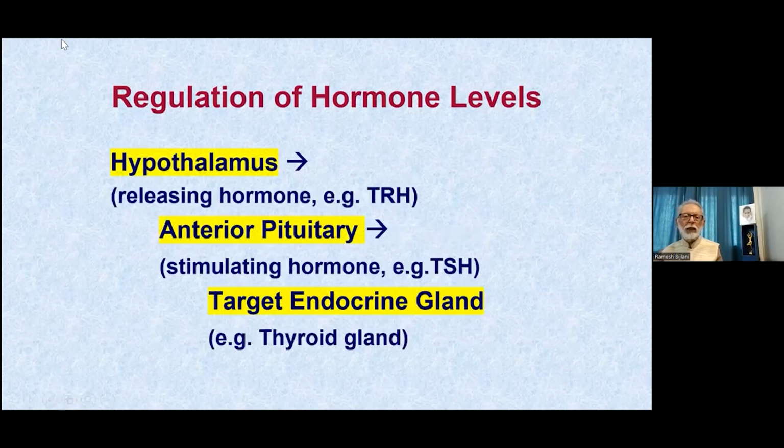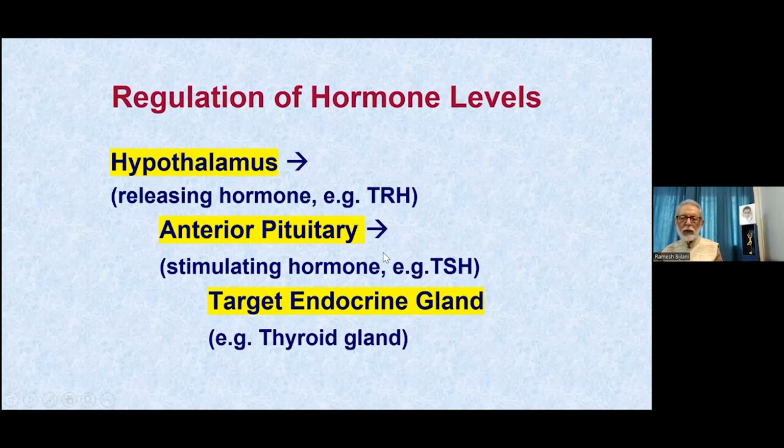Now, how does this chain work? Again, to generalize for simplicity, the hypothalamus produces what are called releasing hormones. For example, the TSH releasing hormone or thyrotropin releasing hormone. Thyrotropin is the same as TSH. So, the hypothalamus produces a hormone which can release TSH from the anterior pituitary. So, the TRH from the hypothalamus is sent to the anterior pituitary. And in the anterior pituitary, its effect is to release the stimulating hormone. In case of the thyroid, it would be the thyroid stimulating hormone or TSH.